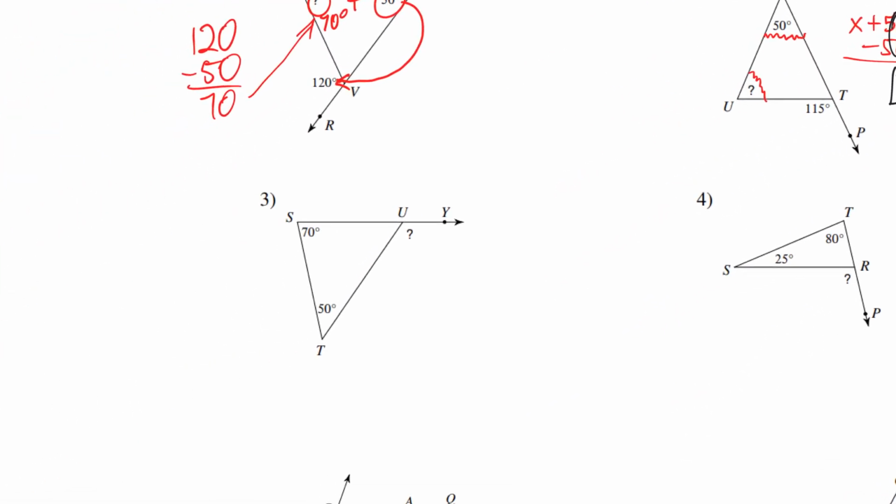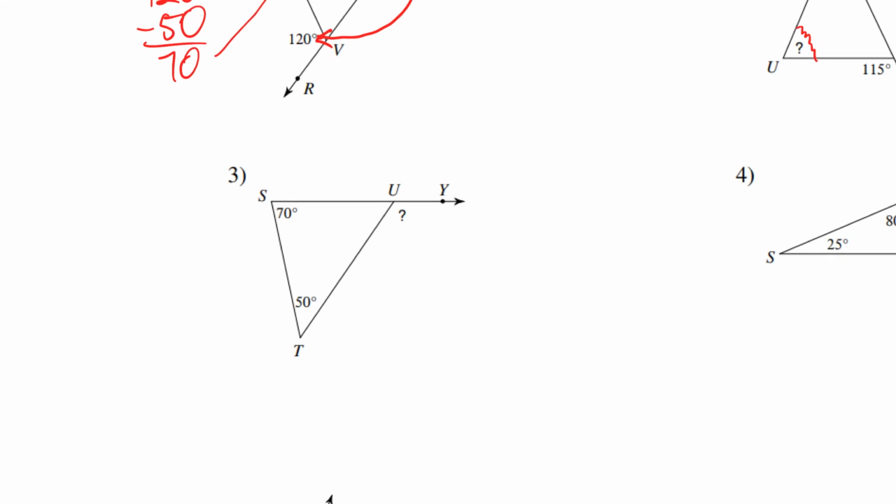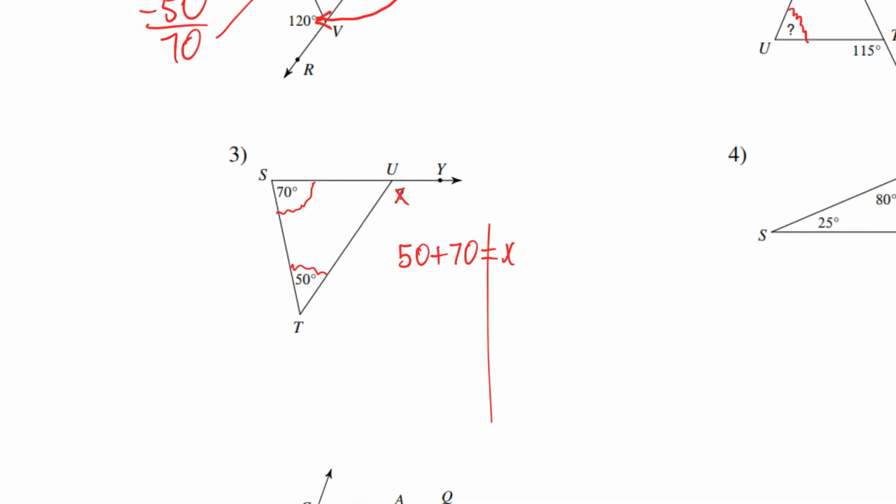All right. So number 3. Again, if you ripped this off and you ripped this off, those two angles together would fit in right here. So 50 plus 70 equals something. Okay, just putting an X in place of that question mark. Which, that's super easy. What's 50 plus 70? So 120 equals X. I mean, that's the answer right there. It's 120 degrees.